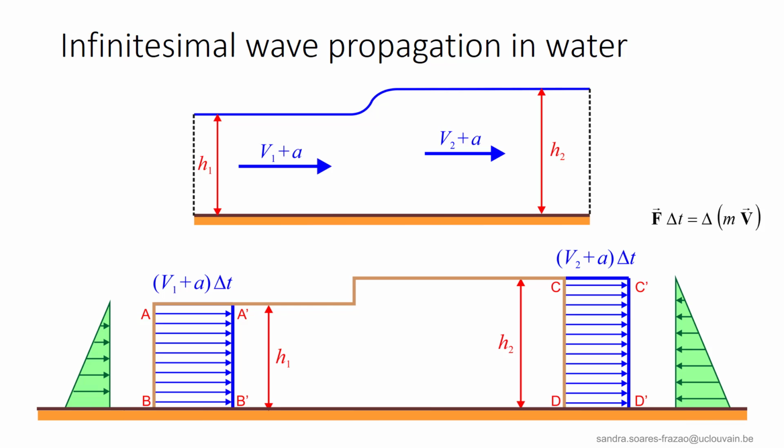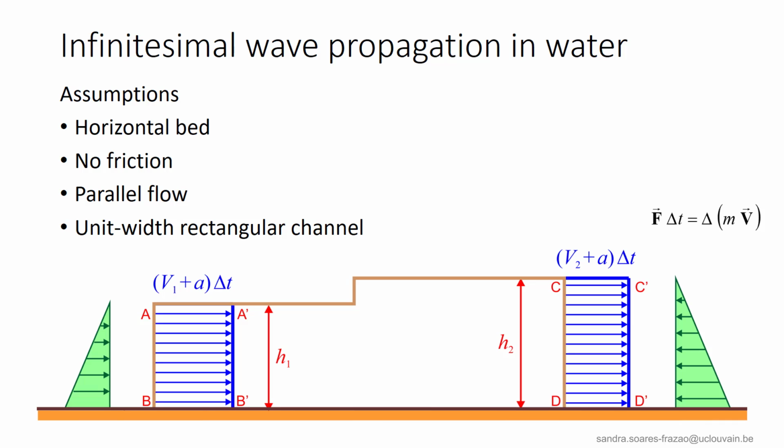The considered volume is sketched as illustrated here, and on this system we will write the Euler equation that requires the evaluation of the forces and of the increment of momentum in the considered volume, that is our control volume. Assuming a horizontal, frictionless, unit width, rectangular channel with parallel flow upstream and downstream from the wave, the only forces to be considered are the hydrostatic pressure forces represented here.